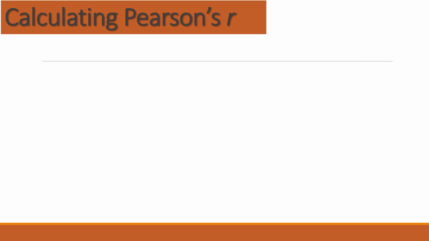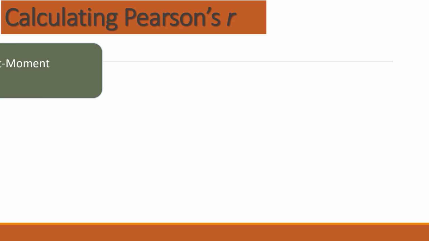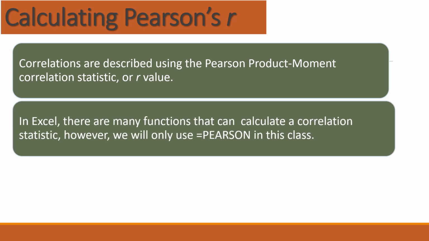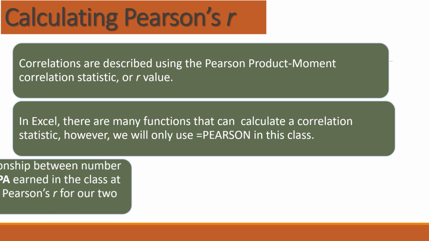Now, let us look at a specific example, calculating Pearson's correlation R. Correlations are described using the Pearson product moment correlation statistic, or the R value. In Excel, there are many functions that can be used to calculate correlation statistics. However, we will only use Pearson correlations in this presentation.